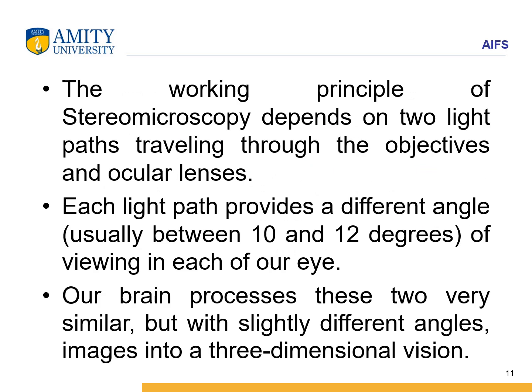Now, the working principle of stereo microscopy depends on two light paths traveling through the objective and the ocular lens. Each light path provides a different angle of viewing, usually 10 to 12 degrees, to each of our eyes. Our brain processes these two very similar but slightly different angle images into three-dimensional vision.